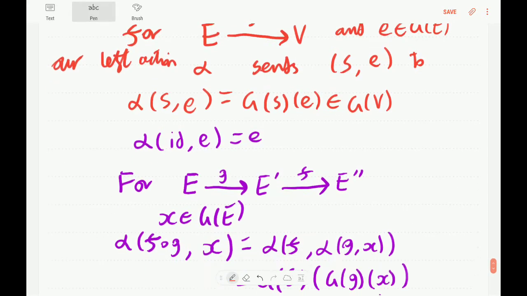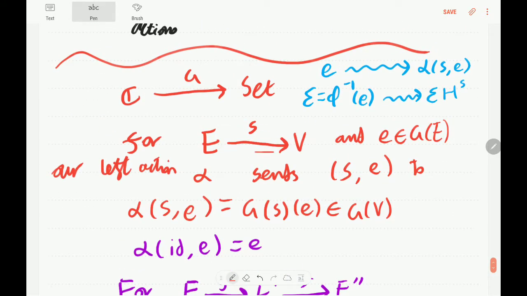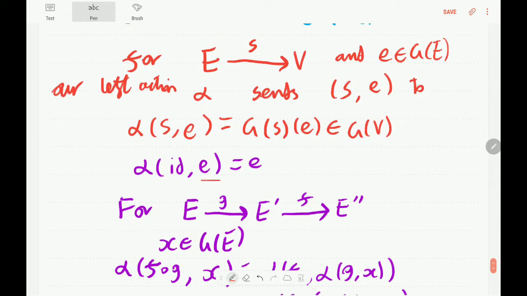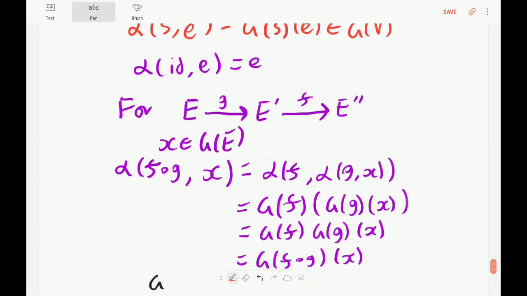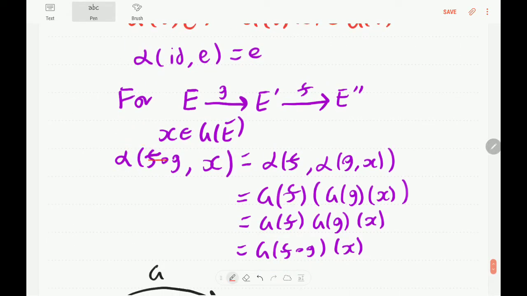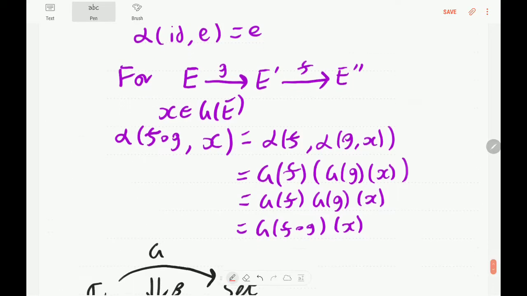Anyway, so we have this alpha. We can define it as something that has to work on stuff corresponding to the domains of these arrows, and it has to be such that alpha of ID, comma E is E. So doing the left action using an identity returns the same thing. And also alpha of F after G, comma X is alpha of F, comma alpha of G, comma X. And you can see that these just correspond to laws of how functors work. It's just an encoding of that.